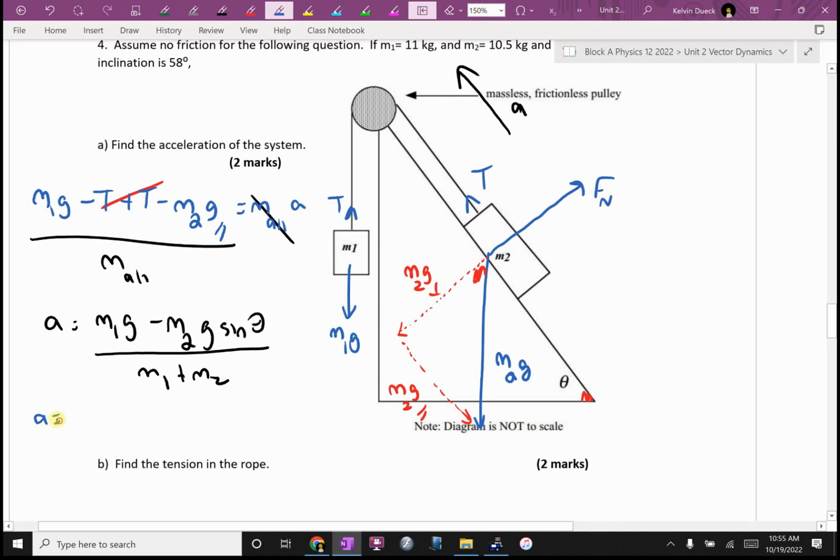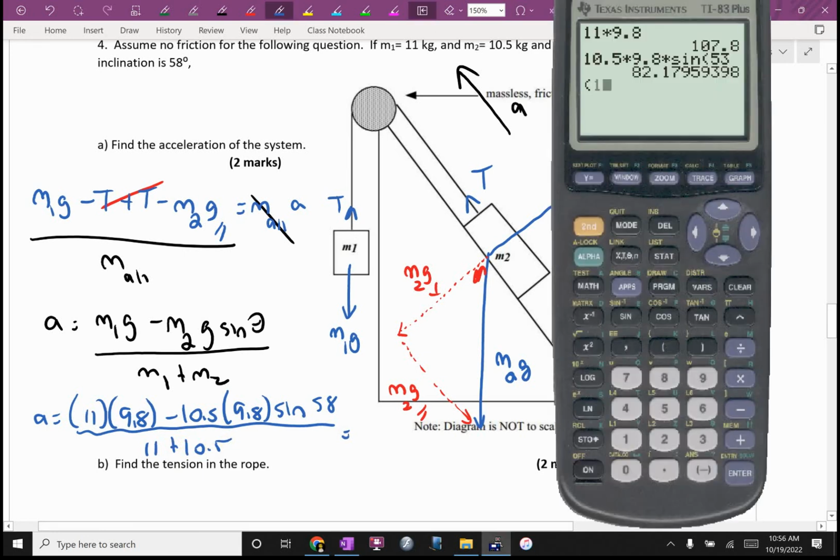I'm going to get a equals m1, 11, g, 9.8, minus m2, 10.5, times 9.8, times sine 58, all over 11 plus 10.5. Bracket 11 times 9.8 minus 10.5 times 9.8 sine 58, close bracket, divided by bracket 11 plus 10.5.